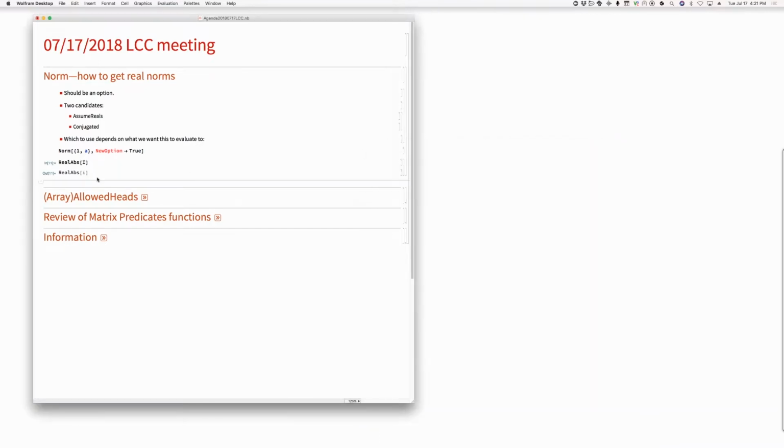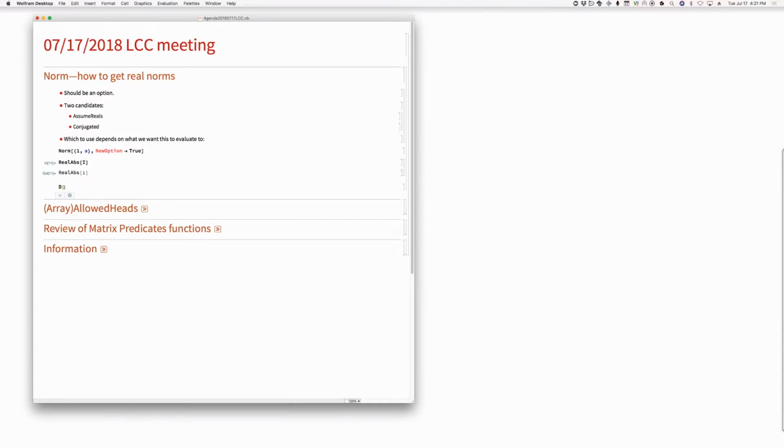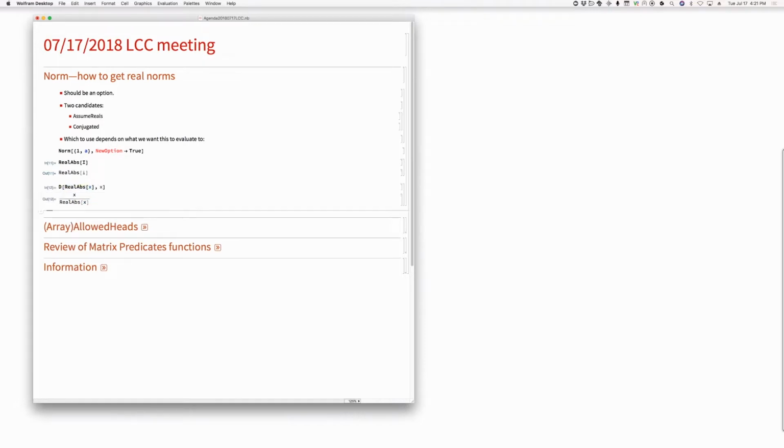Okay. So what you're saying is, if you put in RealAbs of x and then differentiated that with respect to x, you would get a piecewise constant. I see. Okay. So this is for differentiation. So what is the point for Norm?